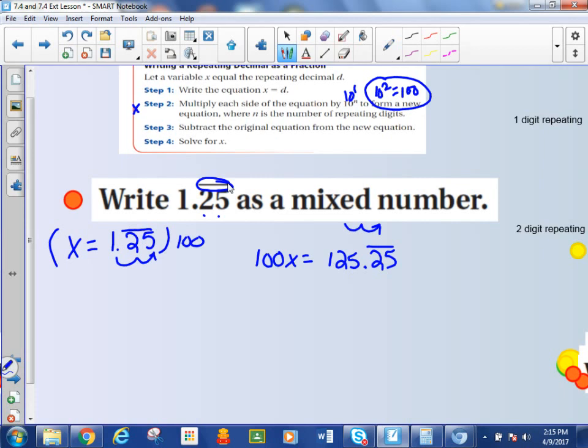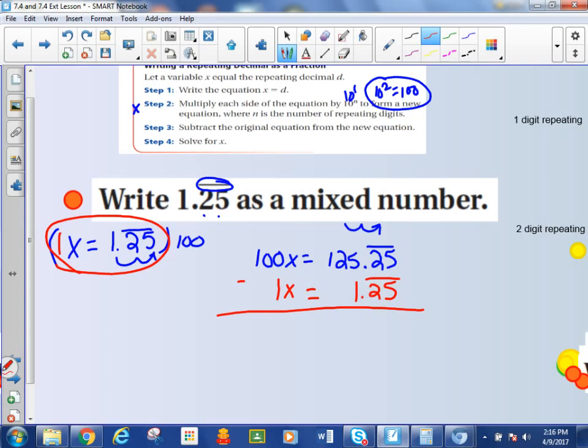Step 3 is we're going to subtract the original. So we're going to take our original and substitute it in. Really, the only thing that's different with this part of the lesson is step 2, where we multiplied by 100 instead of 10 because we had two numbers repeating. So we subtract 1x, which equals 1.25 repeating. All right, so 100x minus 1x gives me 99x equals 124. The repeating part cancels out.